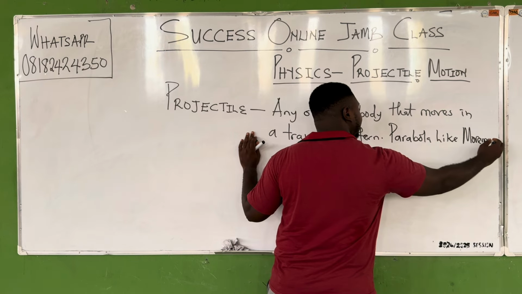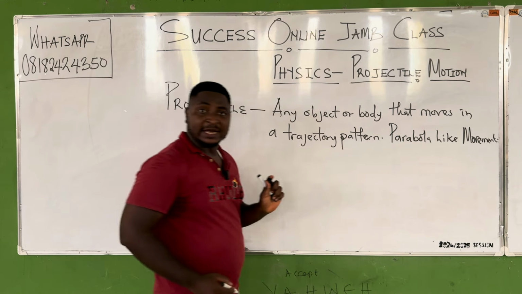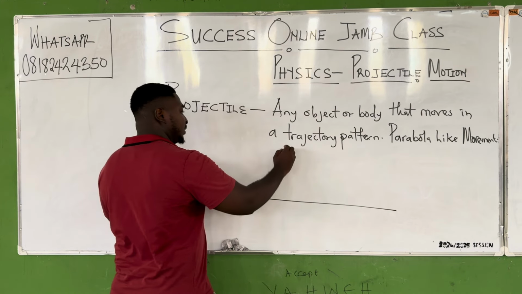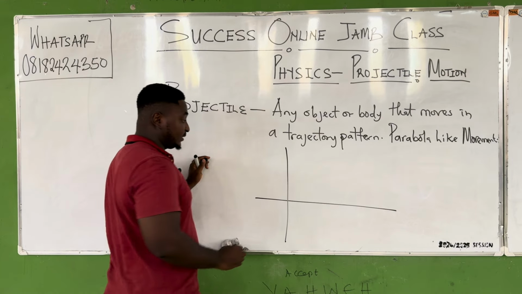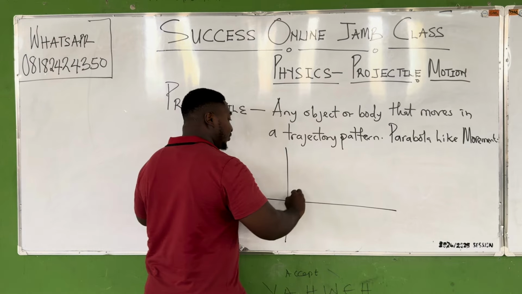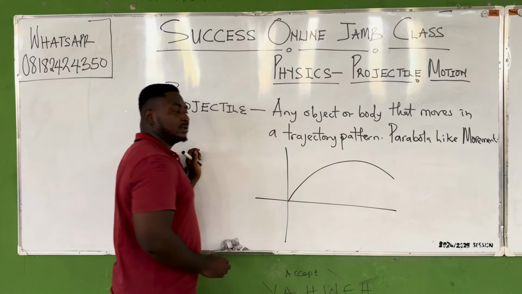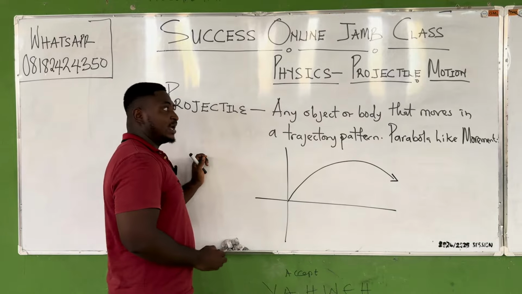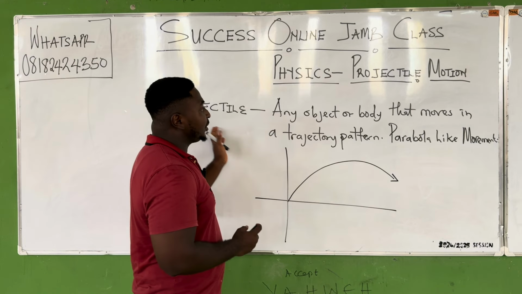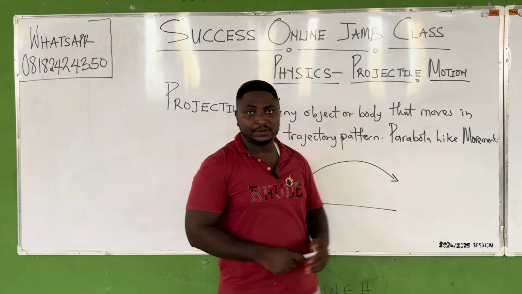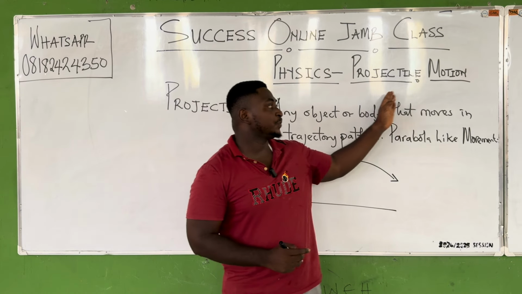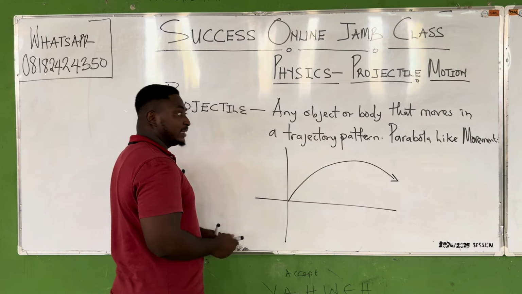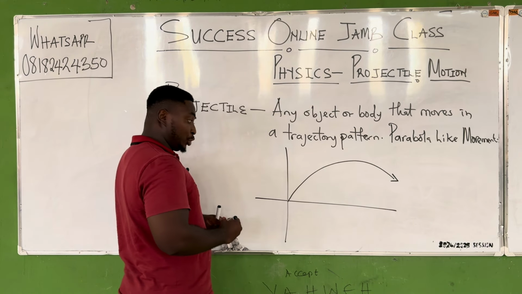So I'll show you an example of what a projectile looks like. If you have your horizontal and your vertical axis, and you see a body that moves like this, this body is said to be a projectile body. And the motion of such a body is referred to as projectile motion. So when a body moves in a parabola-like pattern, we say the body undergoes projectile motion.